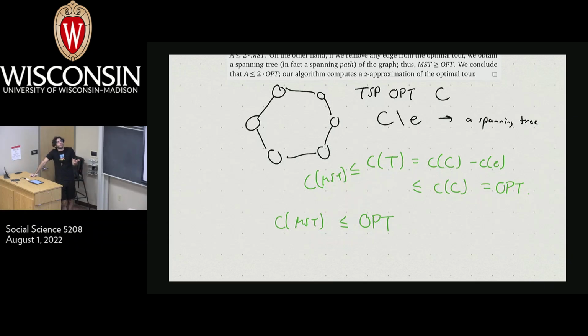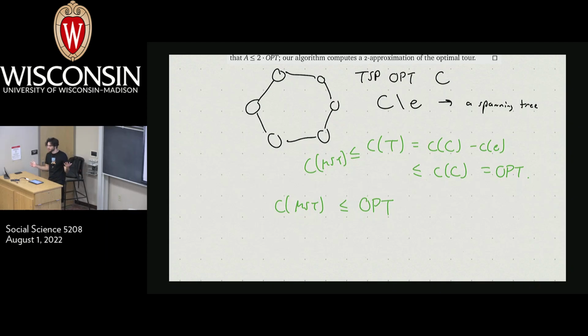So to put it another way, you can think of our optimal solution as a spanning tree, and then we pick the best edge to add to it. That's what this is saying. So now what is our algorithm doing? Well, we already argued that the cost of our algorithm is at most twice the cost of our minimum spanning tree. And so from that inequality above, we get it's at most twice opt.